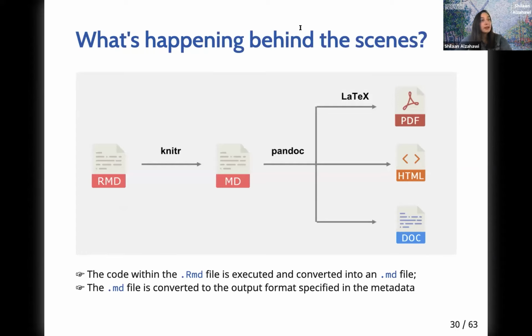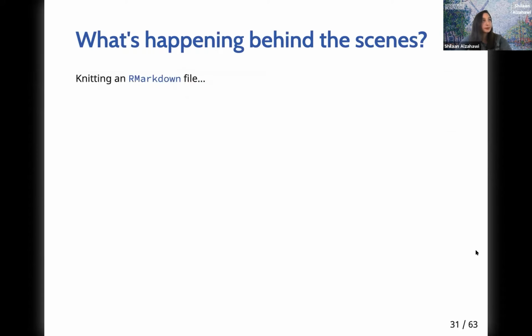So what's happening behind the scenes is that you have code within your .rmd file that is executed and converted into an MD file, a Markdown file. And this is then converted to the output format that you specified in your metadata in the header, such as a PDF, an HTML, or a Word doc.